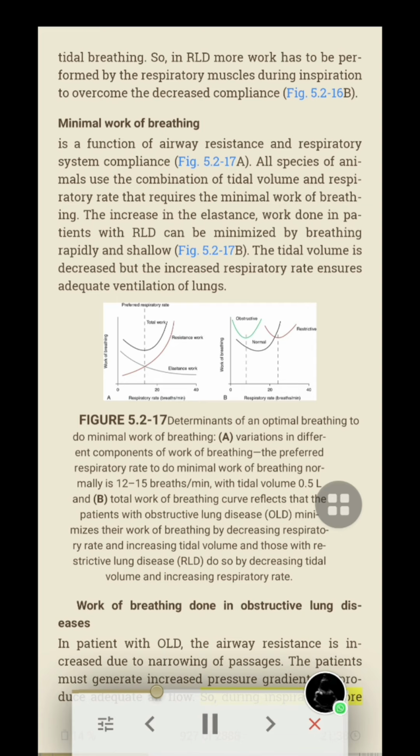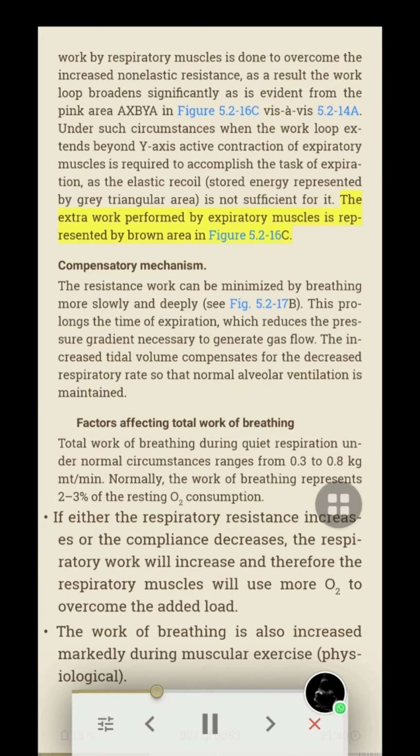As a result, the work loop broadens significantly, as is evident from the pink area AXBYA in Figure 5.2-16C vis-a-vis 5.2-14A. Under such circumstances, when the work loop extends beyond the y-axis, active contraction of expiratory muscles is required to accomplish the task of expiration, as the elastic recoil stored energy, represented by the gray triangular area, is not sufficient for it. The extra work performed by expiratory muscles is represented by the brown area in Figure 5.2-16C.